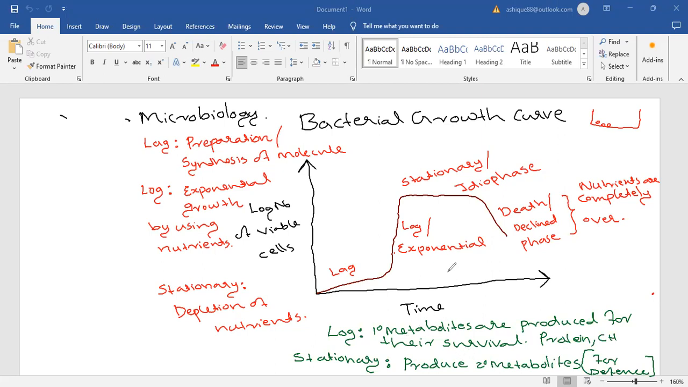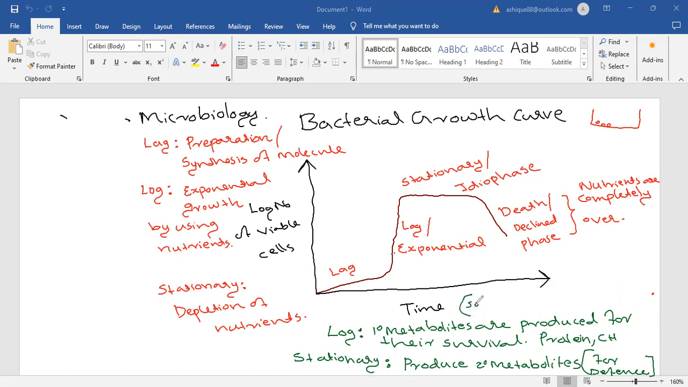Anyhow, this is about the stages, and during these stages they will produce all these substances. Okay. We have already said that the primary metabolites are produced during the exponential phase, right? They are produced during the log phase, but their synthesis starts in the lag phase.